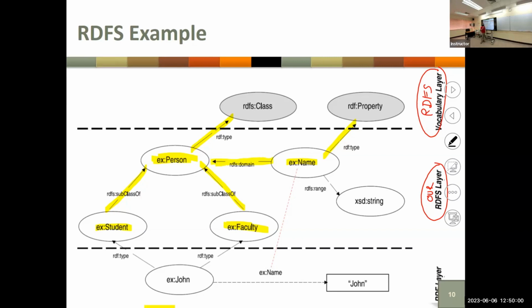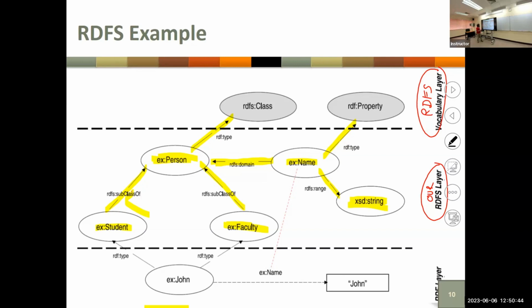It has the domain person. What is the range? Range is just a string literal, so I define the range to be of the XML schema data type string. All right, this is my schema layer, my vocab, my university vocabulary, or I call it example vocab. Then once you have the schema, you can use this schema to describe any resources in your application domain of interest.